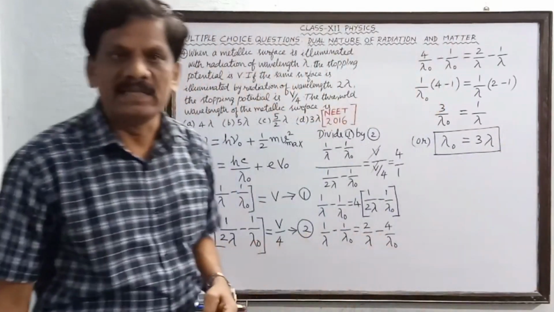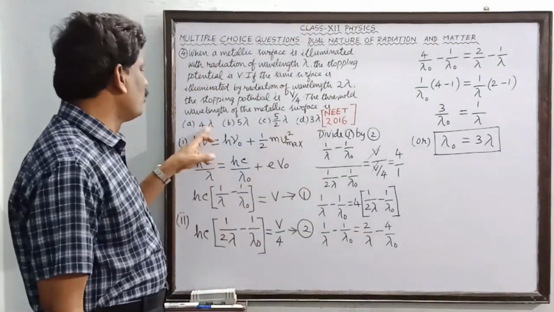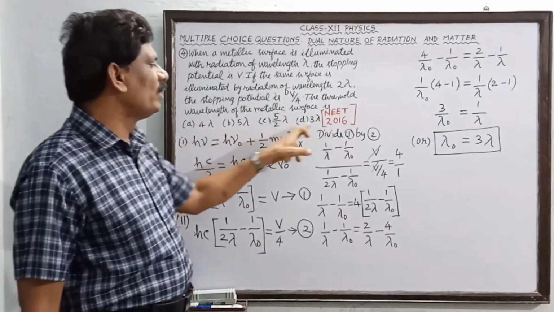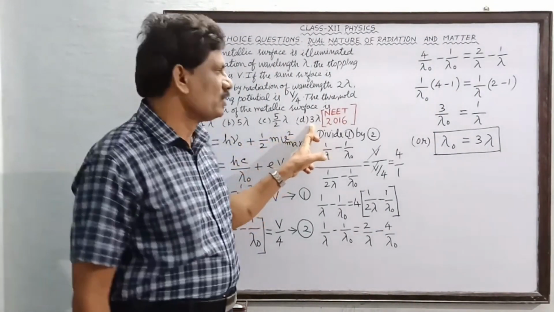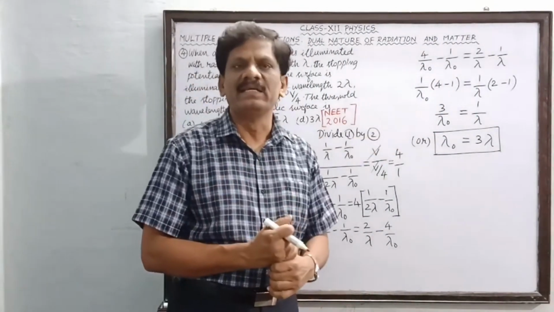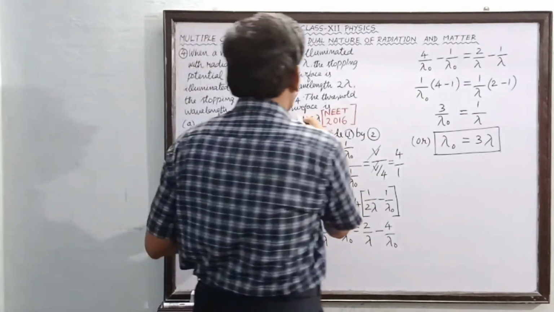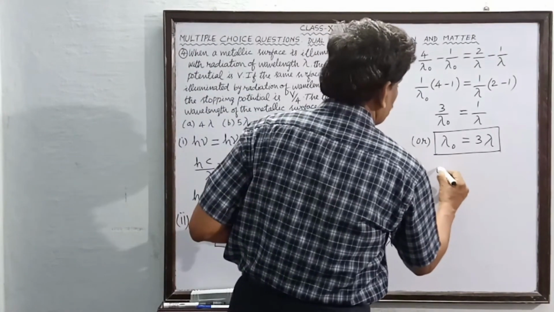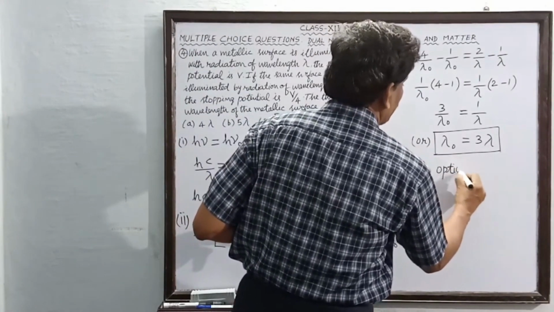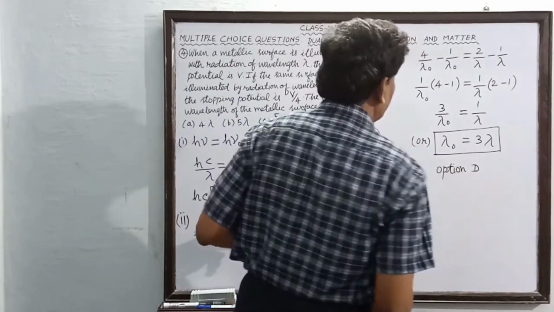So lambda naught is equal to 3 lambda. Look at the 4 options now: 4 lambda, 5 lambda, 5 by 2 lambda and 3 lambda. So which answer is correct that we are getting? Option D. Okay, students, so option D is correct. I will write here the correct answer is option D.